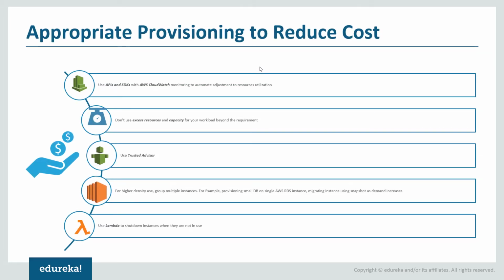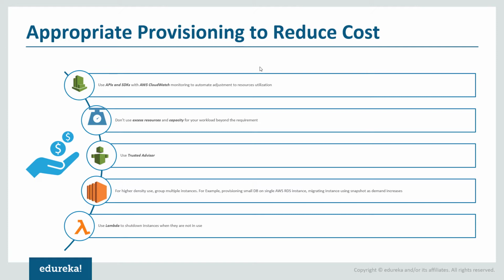So how can I actually appropriately provision to reduce the cost? Try to use APIs, SDKs with cloud monitoring so that you can automate the adjustment of resource utilization. Do not use excess resources and capacity beyond the workload requirement. Use Trusted Advisor wherever possible.